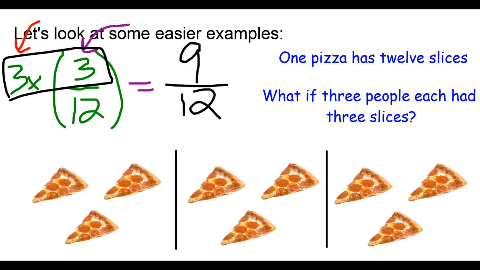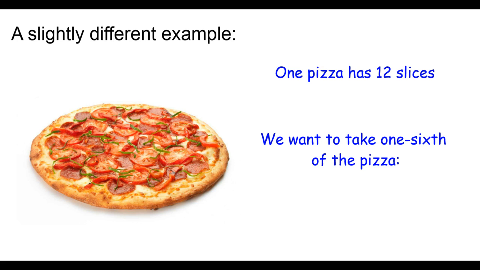Notice, because we're just creating copies of something and we're not changing the number of slices, or we're not changing the thing that we're referencing to, the 12 stays where it is. So we can think about it as 3 times 3 equals 9. And since 3 is 3 over 1, 1 times 12 is equal to 12. Let's look at another example.